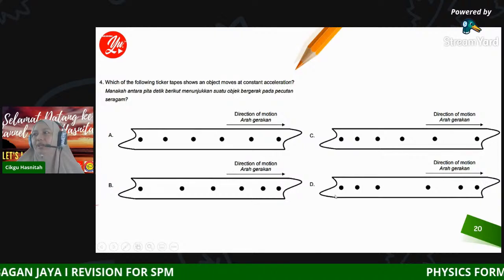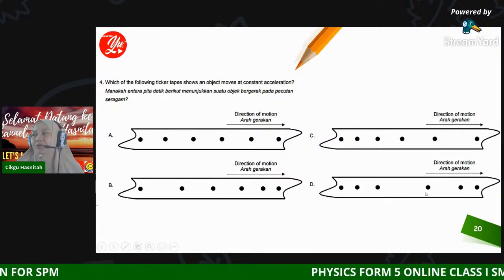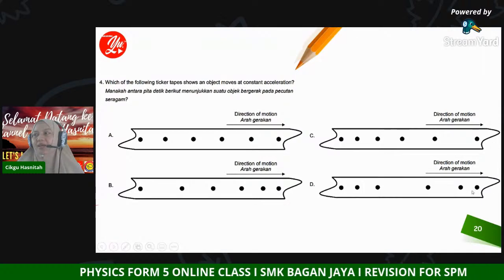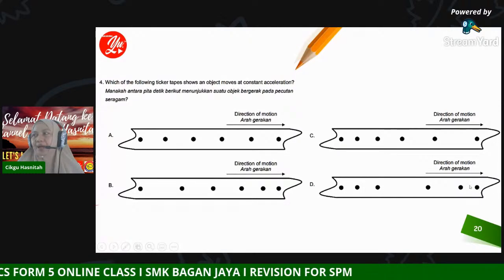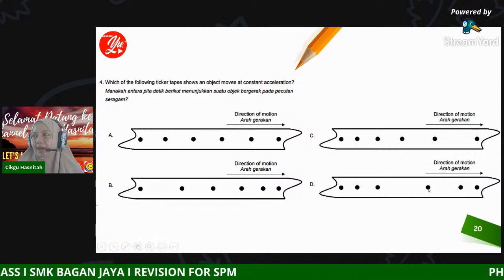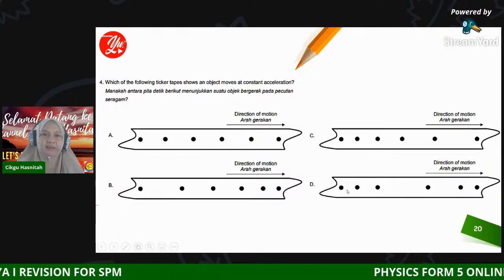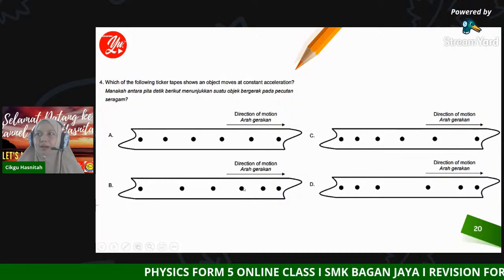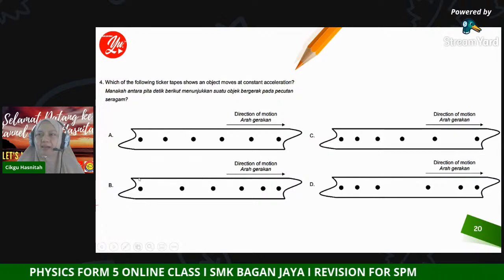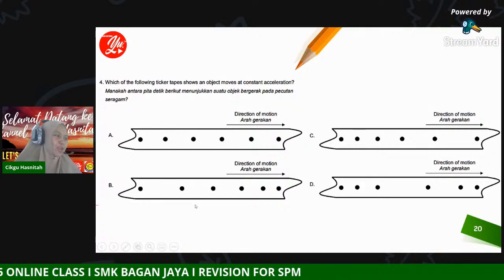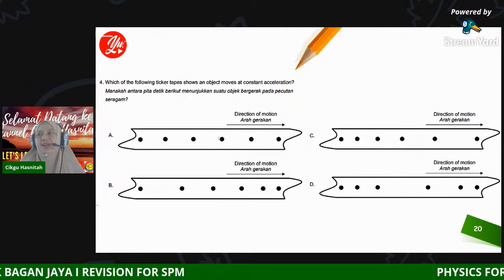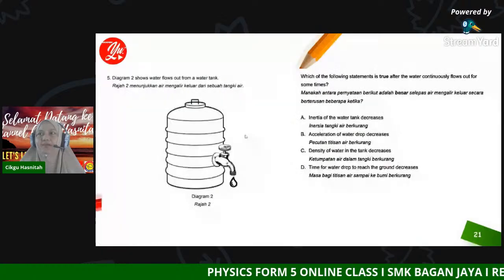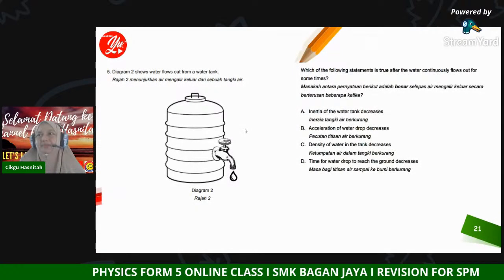While for D, it shows inconsistent distance. Sometimes it accelerates here and below here it decelerates. So the answer is B. It shows a constant acceleration. So the answer for number 4 is B. Don't get trapped by constant acceleration, it is not constant velocity. Okay, number 5.